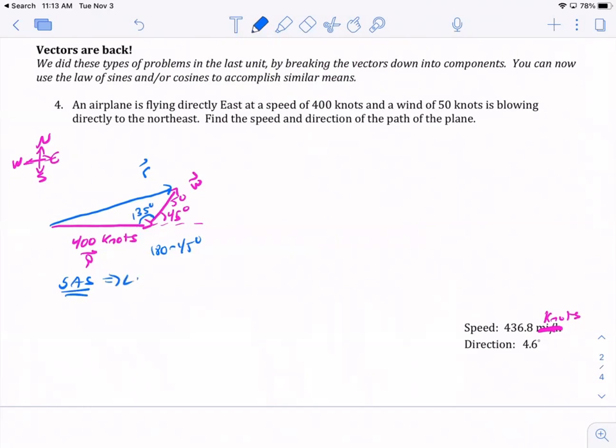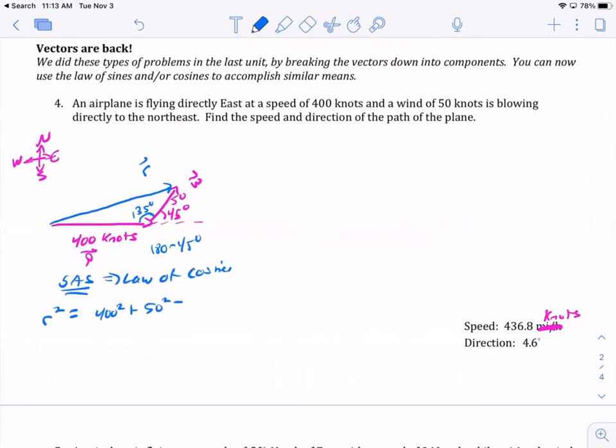Yeah, so you could do r squared. Yeah, so let's do that. So r squared is equal to 400 squared plus 50 squared minus 2 times 400 times 50 times cosine of 135. Okay, and this is the one where you just enter everything in. When I did this, I got 190,784.27. See if you agree. That's what I got. Okay, great. And then take the square root of that.